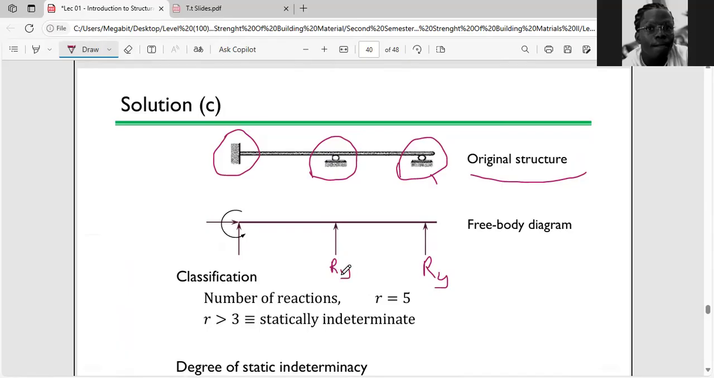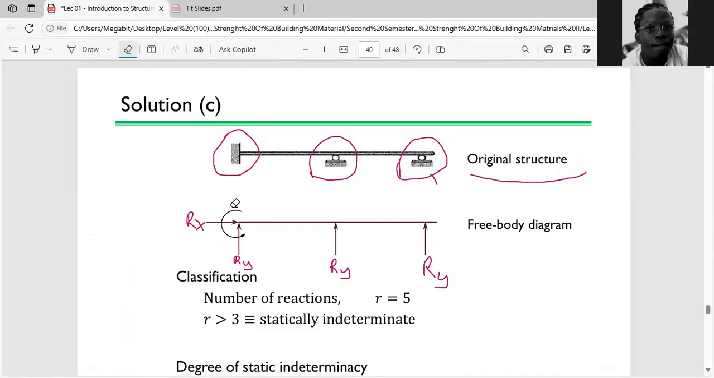The third one in this case is a fixed support. Because it is a fixed support, you realize it has 3 reactions. The first one is Rx, moving towards the east side, and the second one is Ry, moving towards the north side. The third one is a moment. Bear in mind, the moment may be clockwise or anti-clockwise depending on the nature of the question.